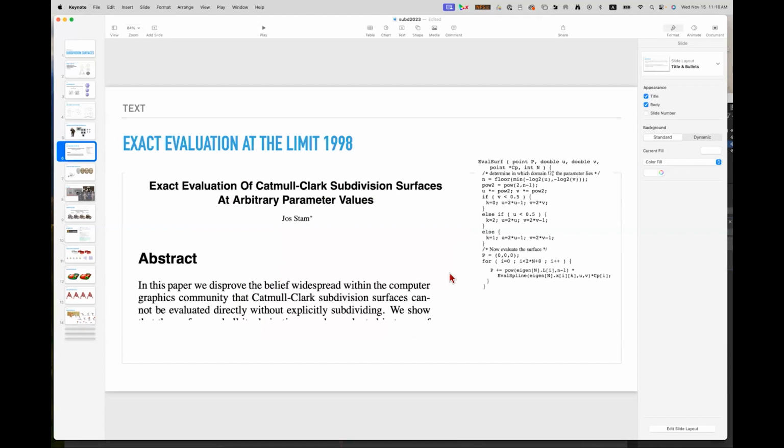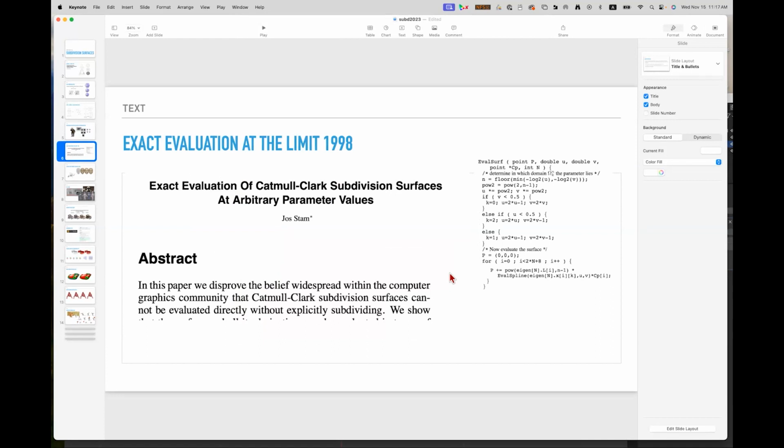Now, around about the same time, there's this paper here by Stam called Exact Evaluation of Catmull-Clark Subdivision Surfaces at Arbitrary Parameter Values. And it has little code snippets, and I've just plopped one of the little code snippets there. I've omitted the spline evaluator, which is just very similar to a Bezier spline evaluator. But that's evaluate the surface at a point, and it's very straightforward and simple.